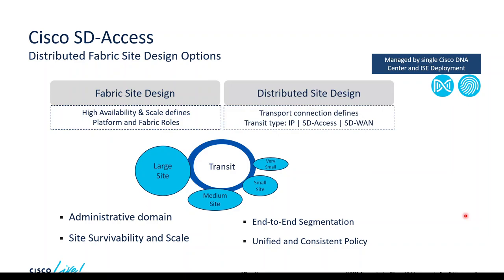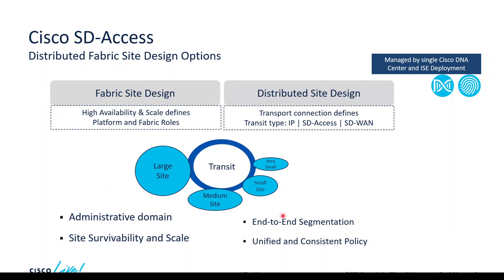Okay, so when you're looking at your design options, you're looking at high availability, scale, and all that kind of stuff in terms of the size of the sites, but also how you are going to interconnect those sites. There's a number of transit types that you can choose from: IP, SD-Access, or SD-WAN.